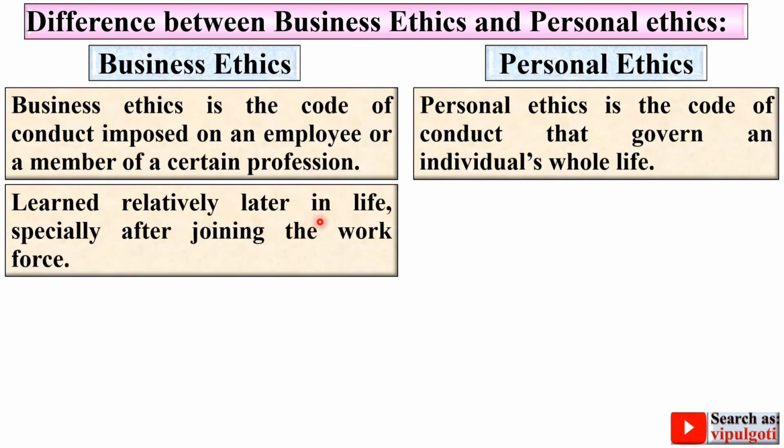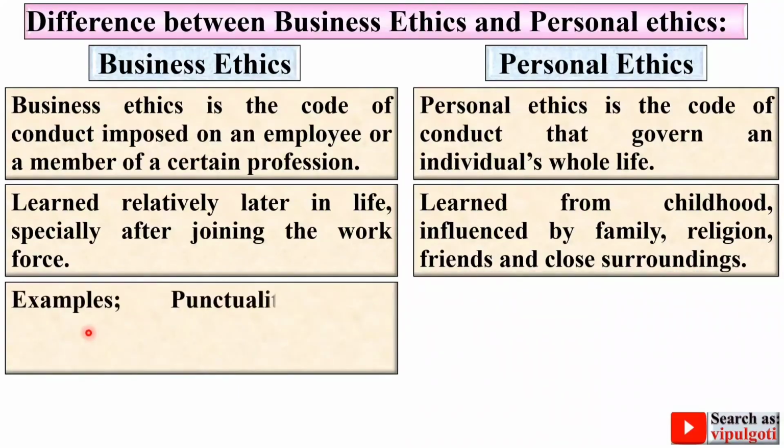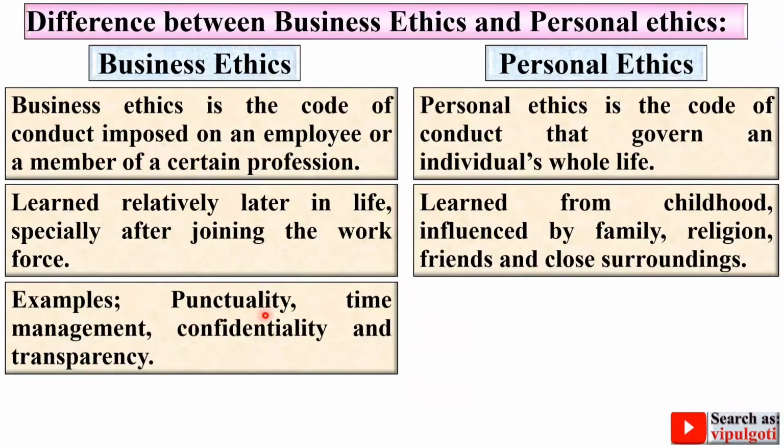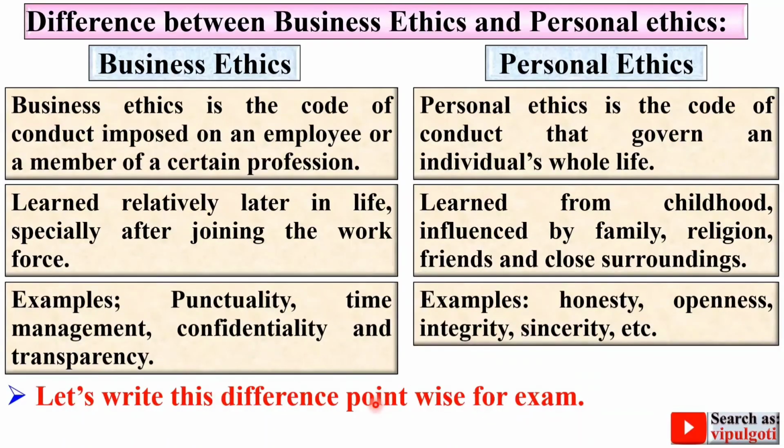Business ethics is learned relatively later in life, especially after joining the workforce, or you can say simply after joining the job. Personal ethics is learned from childhood and then influenced by family, religion, friends, and close surroundings. Examples for business ethics: punctuality, time management, confidentiality, and transparency. Examples for personal ethics: honesty, openness, integrity, sincerity, etc. Now let's write these differences between business ethics and personal ethics point-wise, and that will be very helpful for your examination.